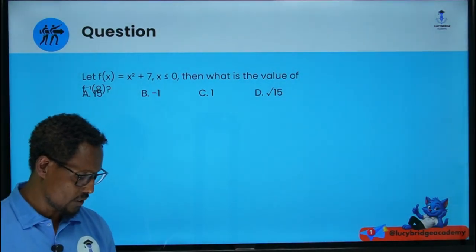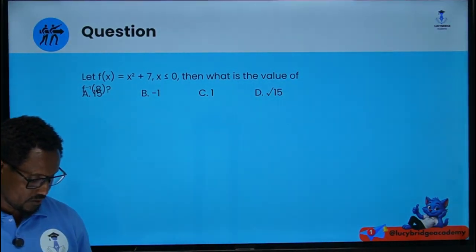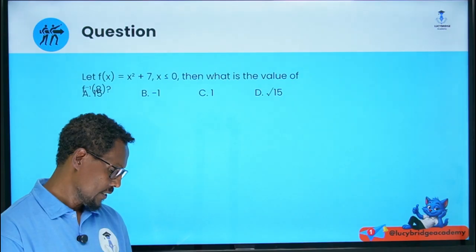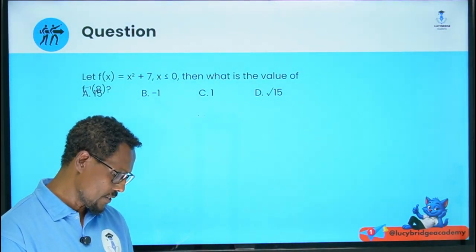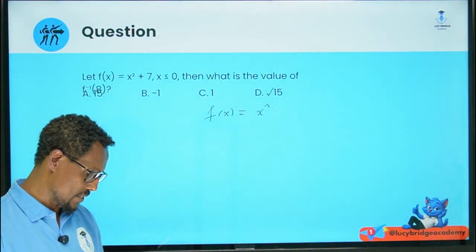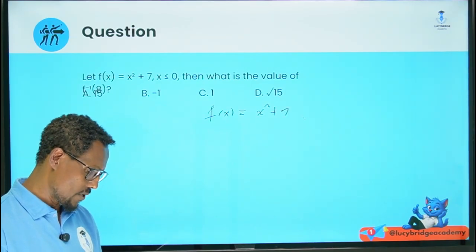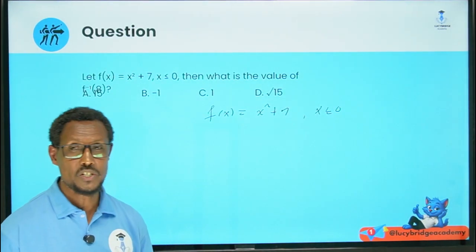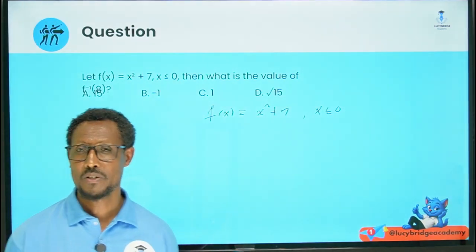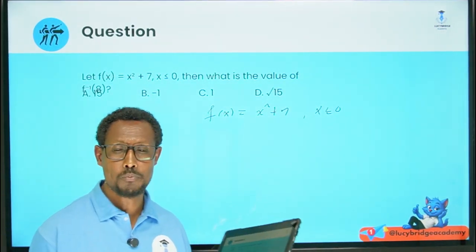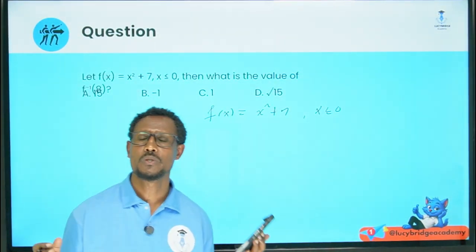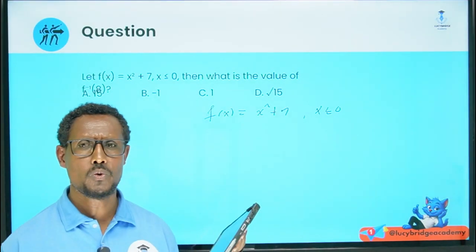Let f of x be equal to x squared plus 7, where x is less than or equal to 0. Then what is the value of f inverse of 8? F of x is given: f of x is equal to x squared plus 7 for x less than or equal to 0. Look, this function is a quadratic function. A quadratic function is not invertible because every quadratic function is not one to one, right? But as I have told you before, restricting the domain can allow us to make it one to one.